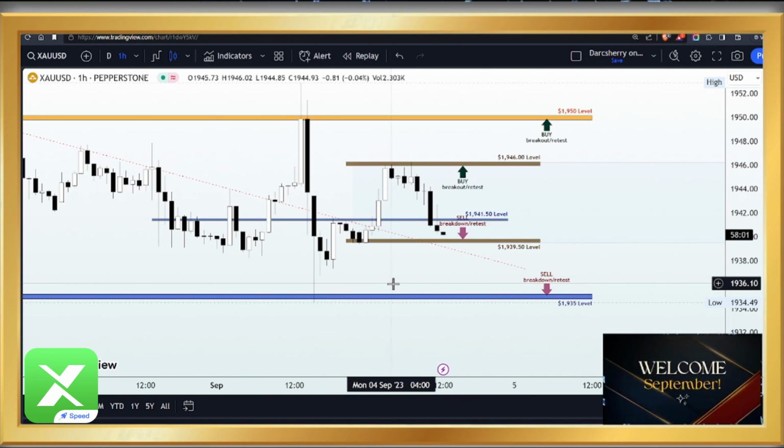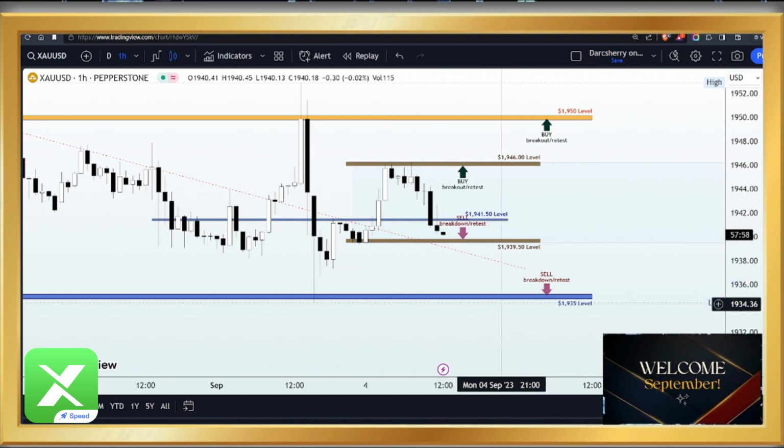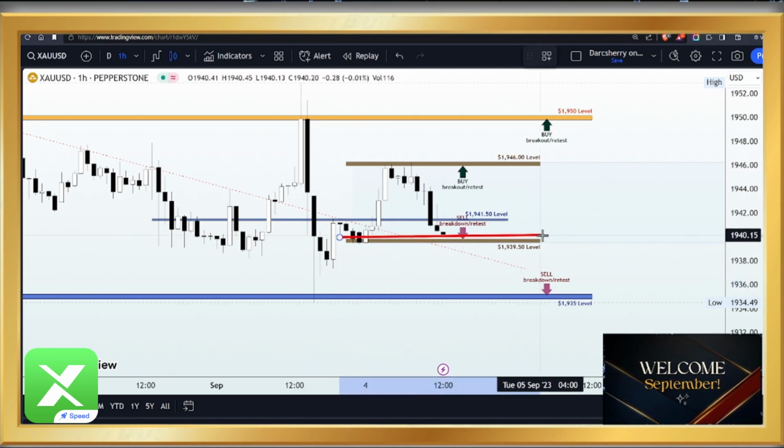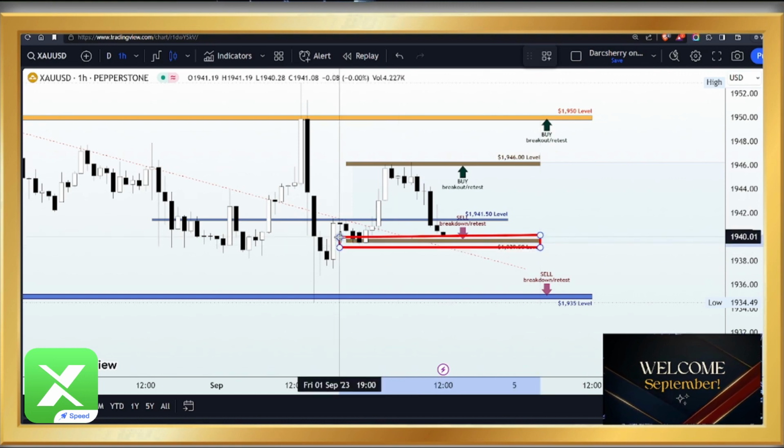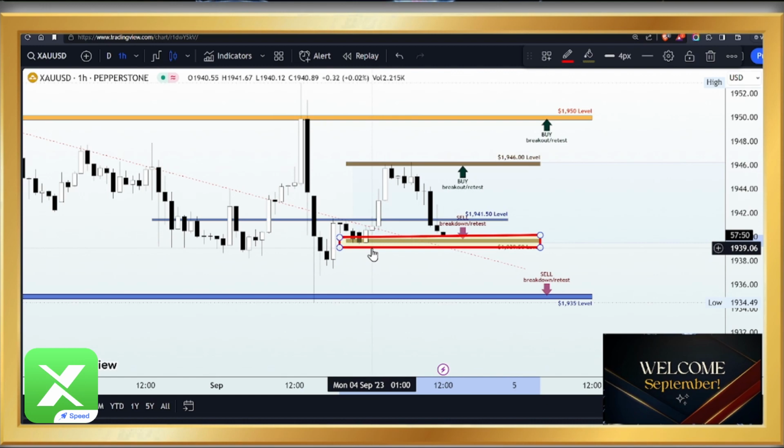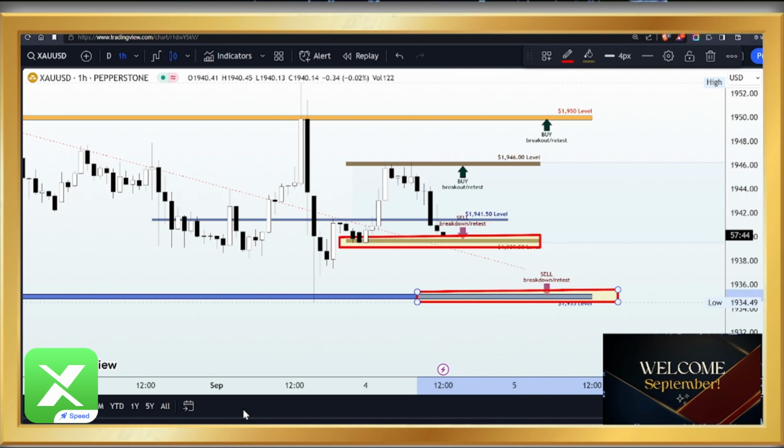So we have a range that we are looking at right now. If price breaks down the $1,939.50 level, then we shall be looking out for selling opportunities here, while we shall be looking out for more opportunities to maximize this bearish momentum if price action goes on to break down the 1,935 level. So that is how we are going to be selling the XAUUSD today. So let's look out for selling opportunities as soon as price breaks down, retests the $1,939.50 level, then look out for more opportunities at the breakdown of the 1,935.